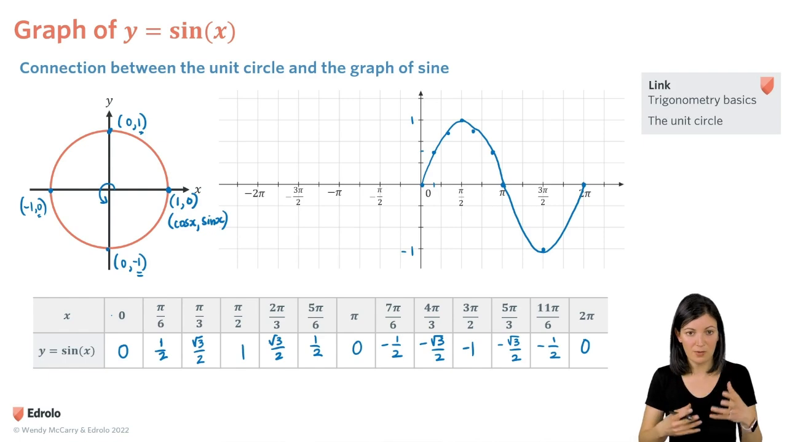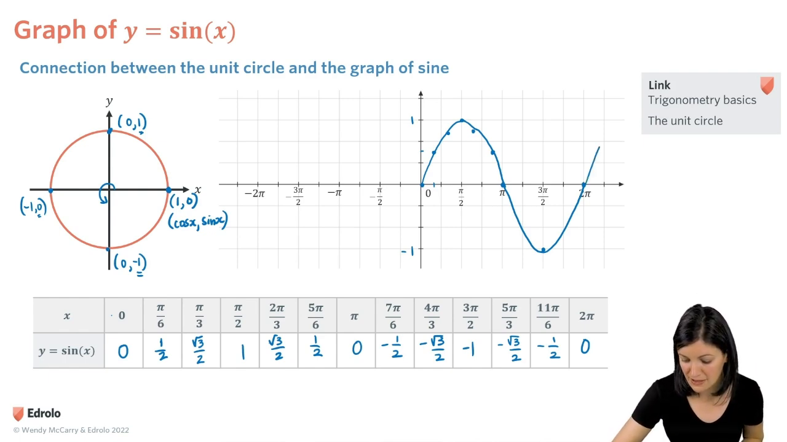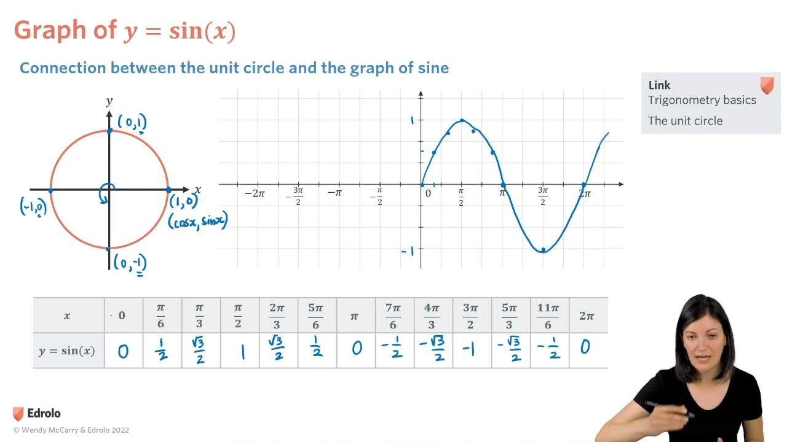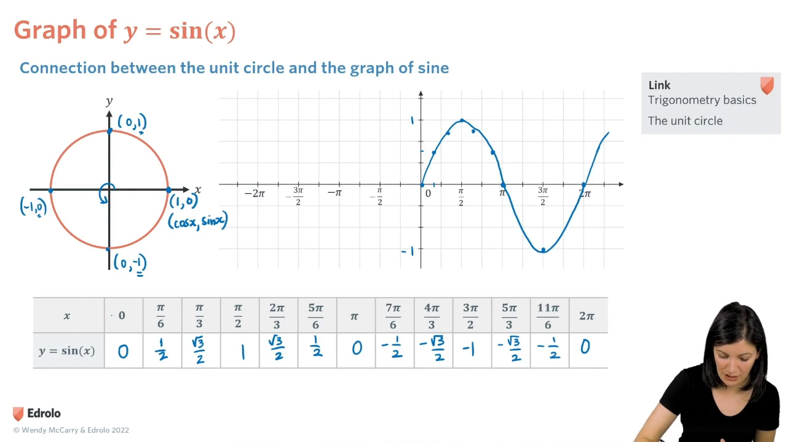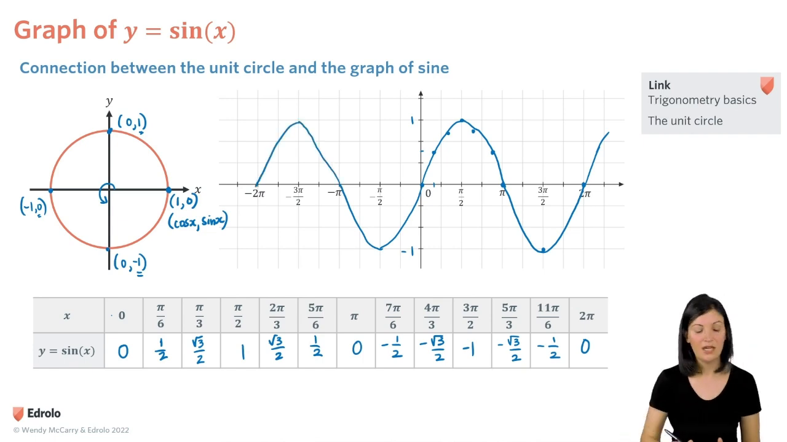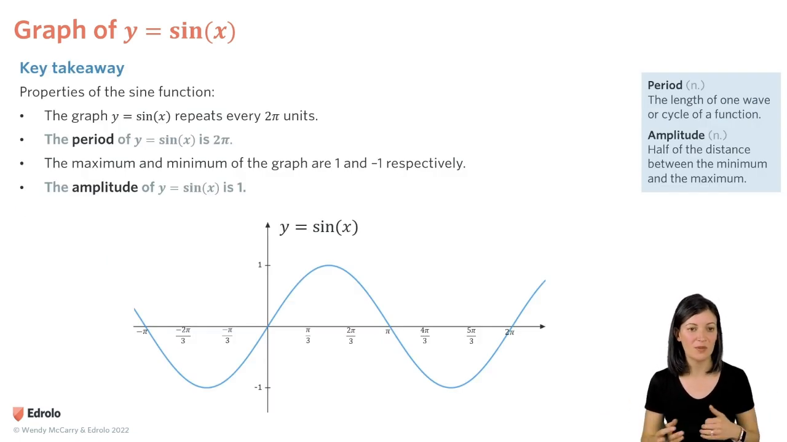Now, remember we talked about the fact that this goes on forever and ever. So it would just continue in the same way, that nice wavy shape. And if we looked at our negative values, we would get something like this. And that's the graph of y equals sine x. So here's a much nicer looking graph of y equals sine x, and we'll go through the properties of the sine function that you need to know.